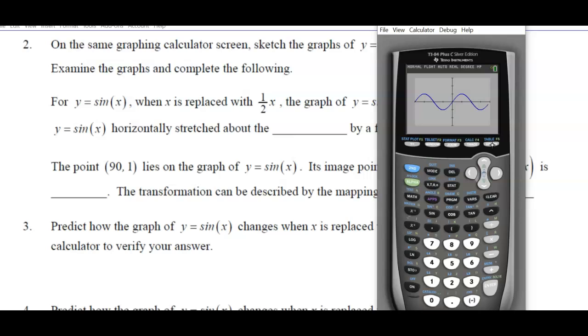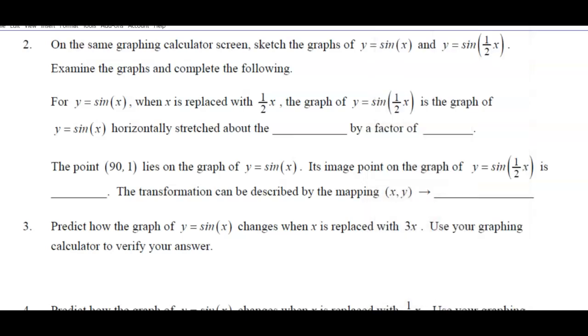There's your original. There's your new one. So now this has been stretched out. Okay. Now it's been stretched out. It's been stretched by a factor of 2. Well, there isn't a 2 there, it's a half. So it's the reciprocal of that b value. Okay.